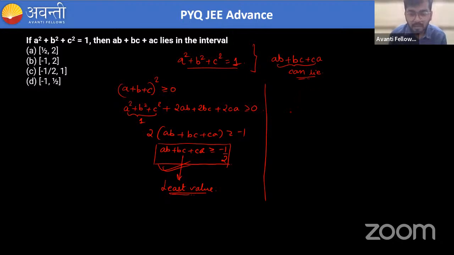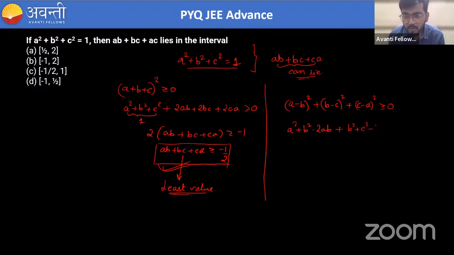we know that (A minus B) whole square plus (B minus C) whole square plus (C minus A) whole square will also be greater than or equal to 0. Now what I will do here is I'll expand each term. I'll get A square plus B square minus 2AB plus B square plus C square minus 2BC plus C square plus A square minus 2AC will be greater than or equal to 0.